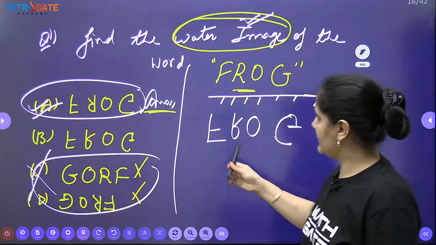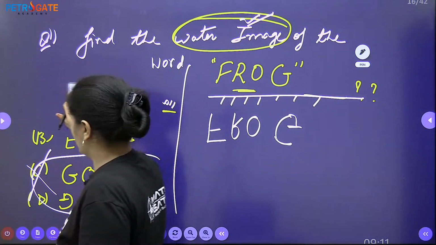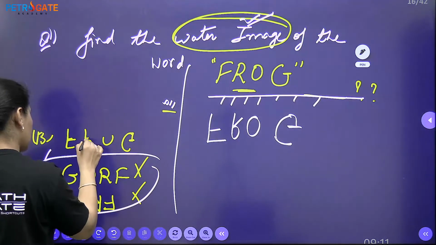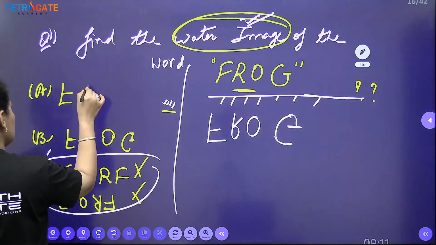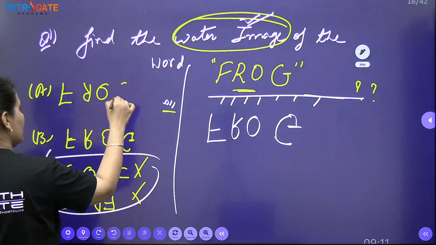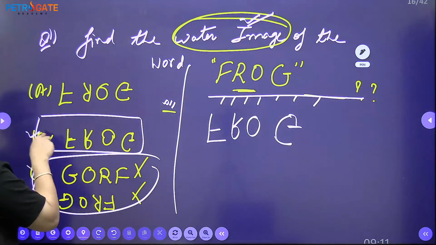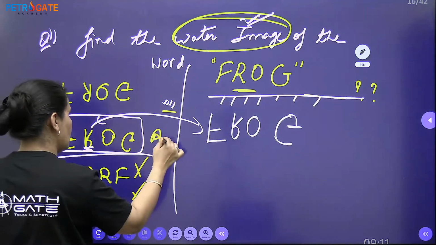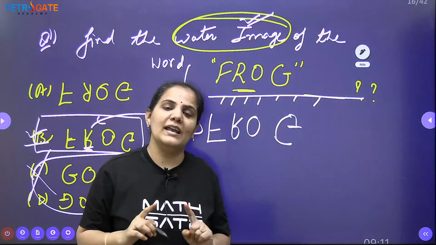Arre baba, ma'am, this is not the answer. The answer is in B option. I thought it was in A. The small difference we are having in both the options is this only. This R is making the difference. Ma'am, it should be like this. So the right answer is option number B for Bombay, not A for Ahmedabad.